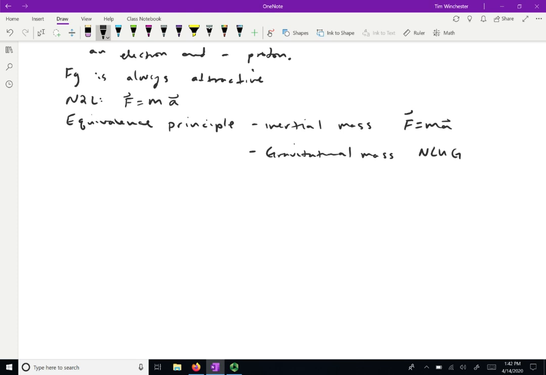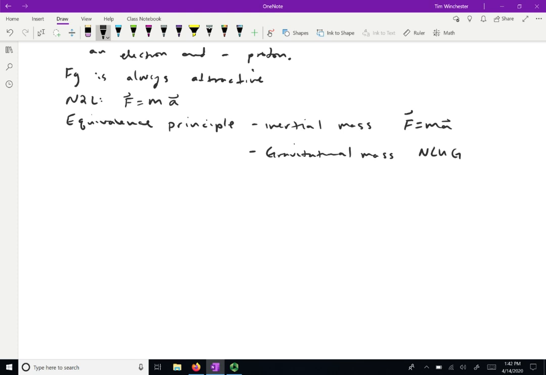Even though, from a theoretical perspective, there's not a lot of reason to think they should be. It would make perfect sense for those two masses to be different. Maybe one object could have a larger inertia, but another one could experience a larger gravitational force. In practice, we do not see that.